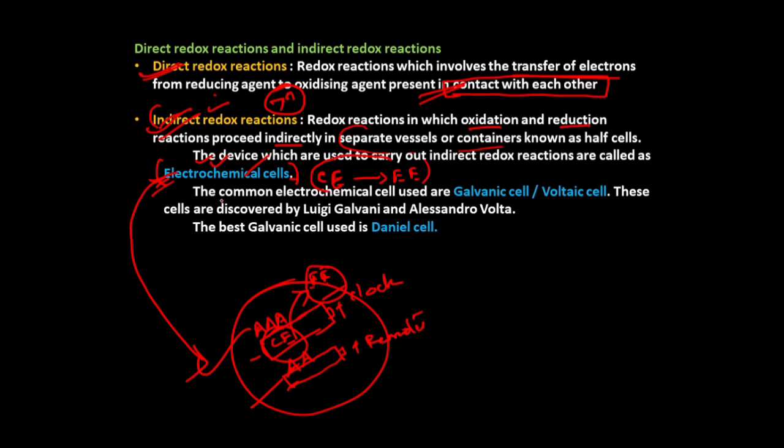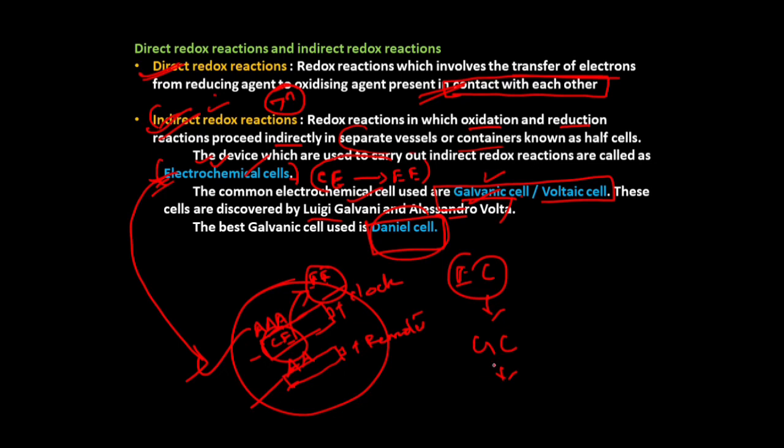So now the common electrochemical cell which we are using now is nothing but a galvanic cell or voltaic cell. This is the name of the cell. The reason they have given the name galvanic or voltaic is that it was invented or discovered by Luigi Galvani and Alessandro Volta. The best galvanic cell till today is the Daniell cell. So common electrochemical cells are nothing but galvanic cells.